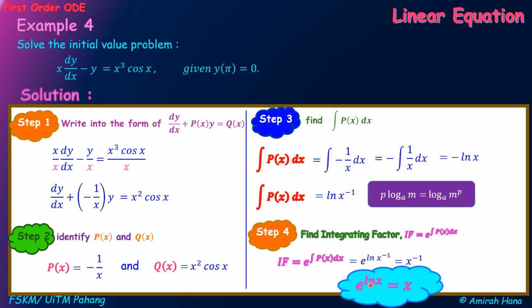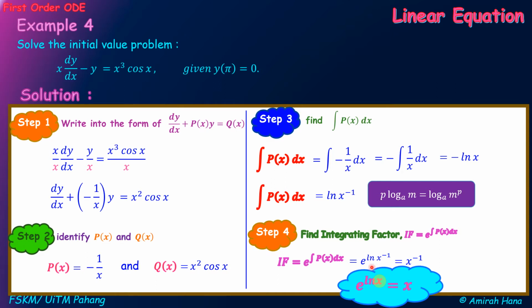Okay, so that means when we have e to the power of ln x, it equals x. But make sure that the coefficient of ln is +1. That's the reason why we must move the negative coefficient up here using the properties of logarithm. Because when the coefficient of ln is positive, we can use this formula.